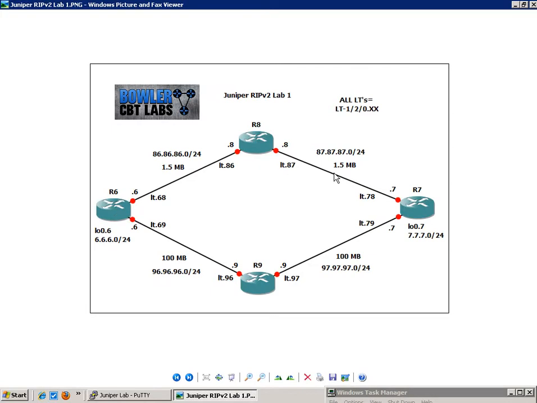However, what you might see is that this is the slower link, because these are 1.5 megabit links, whereas at the bottom we have 100 meg links, our fast Ethernet links. So again, we have T1 at the top and fast Ethernet at the bottom. So that is one of the basic principles of RIP and how it calculates its best path to a destination in the network.